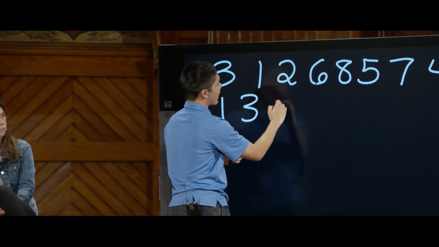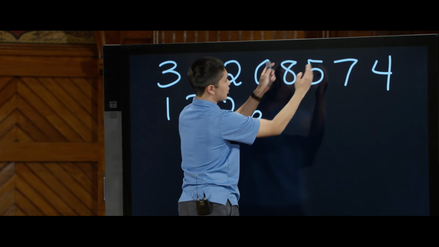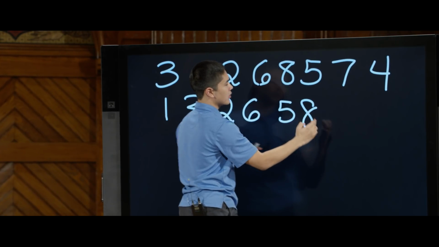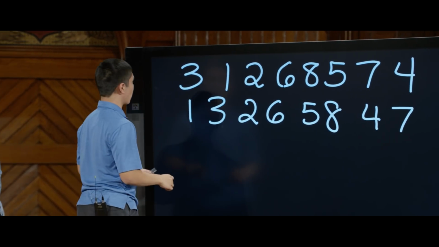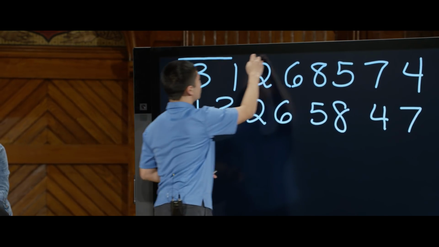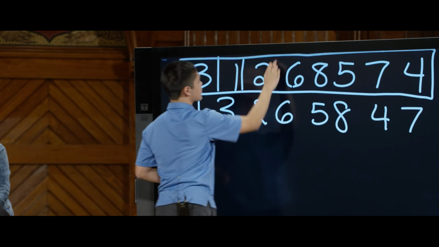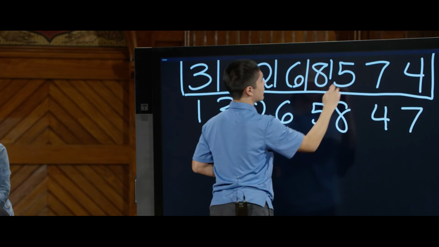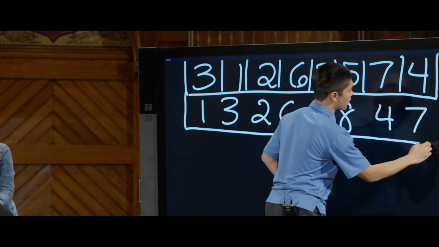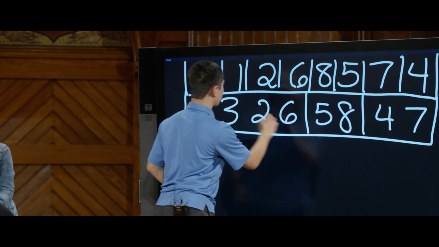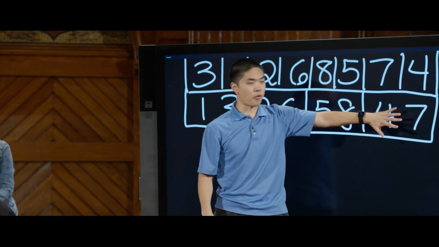With 2 and 6, how do you sort that? Well, that's just 2 and 6. 8 and 5, how do you sort that list of size 2? Well, that's going to be 5 and 8. 7 and 4 becomes 4 and then 7. So if you imagine that up here we had a big array, each of size 1, 3, 1, 2, 6, 8, 5, 7, 4, the next step is that we took these individual arrays of size 1 and merged them into sorted arrays of size 2. 1 and 3 is now in order, 2 and 6 is in order, 5 and 8 is in order, 4 and 7 is in order.